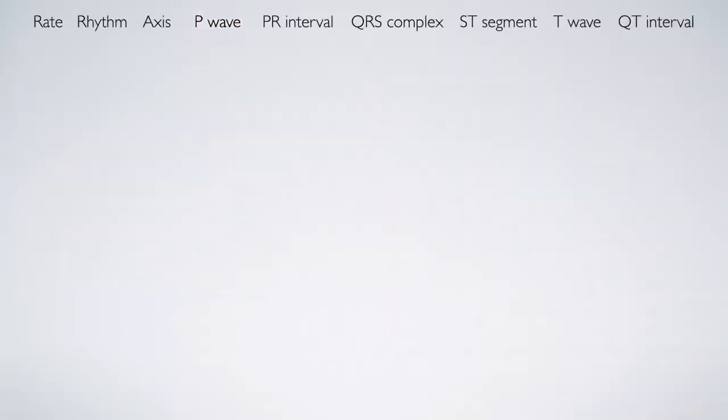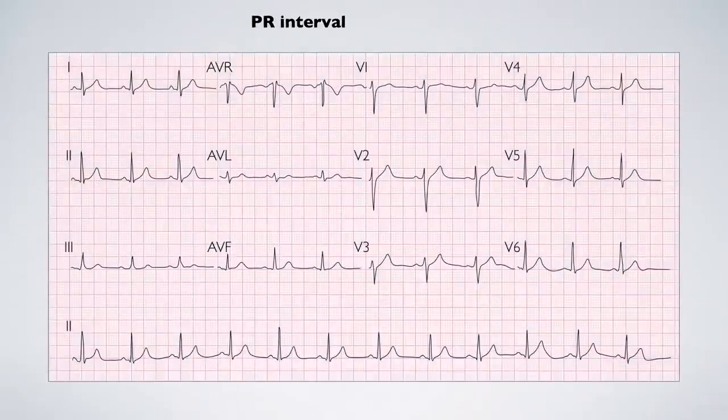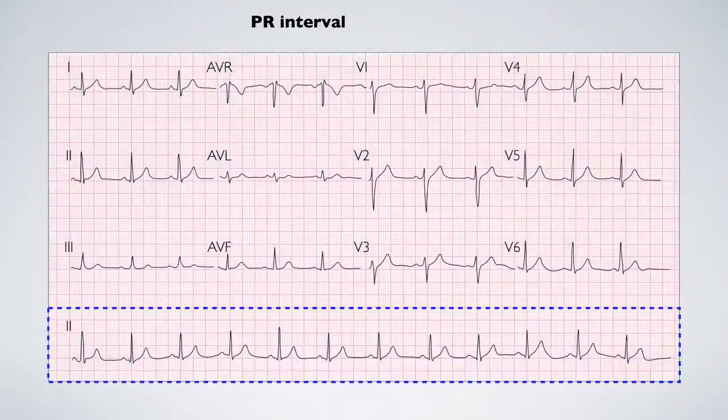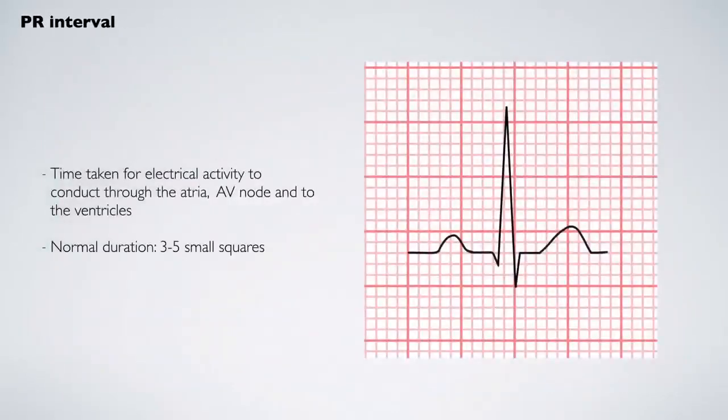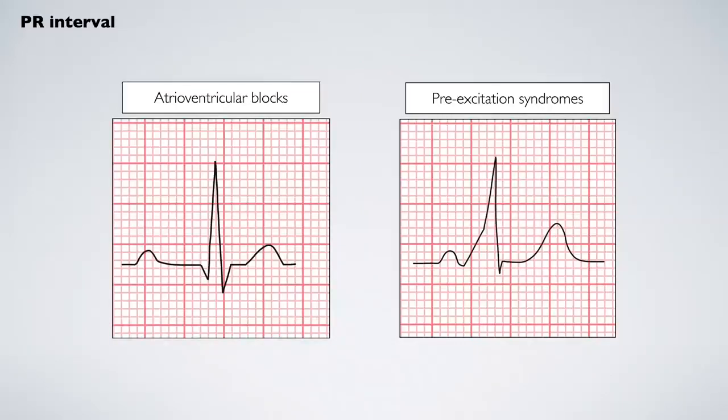Next, we move on to the PR interval. This is best assessed in the rhythm strip. The PR interval represents the time it takes for depolarization to spread from the atria to the ventricles, and should be between 3 to 5 small squares in duration. There are 2 groups of presentations to review here. The first is the atrioventricular blocks, and the second is the pre-excitation syndromes.